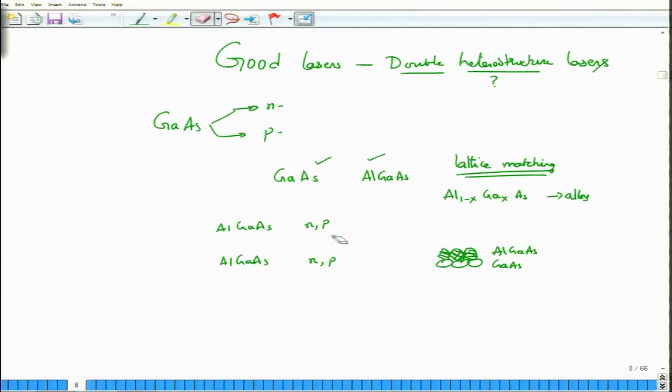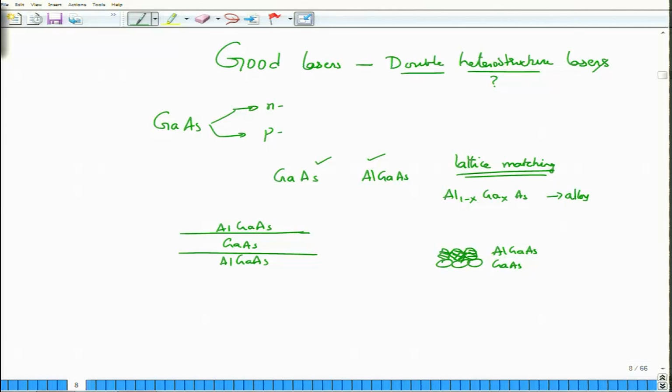The reason being the designations actually have a certain meaning. I will tell you in a minute now. So, aluminum gallium arsenide layer, gallium arsenide in between, because gallium arsenide has a smaller band gap and aluminum gallium arsenide has a larger band gap, but it is possible that both of them can be made into separately P and N type materials.